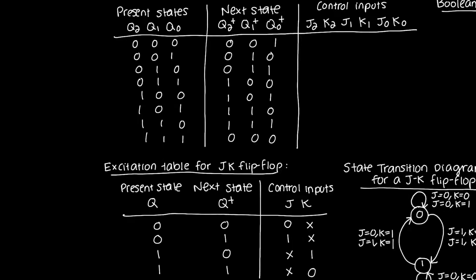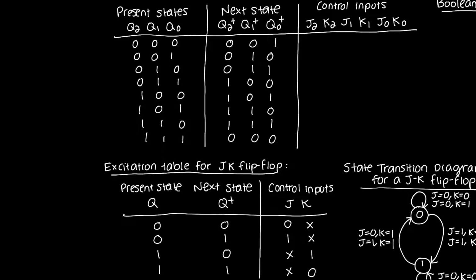Now to my excitation table. I'm going to follow the same methodology that I did for the D flip-flop. So I'm going to start one flip-flop at a time. I'm going to do Q2, present state, next state, and then I'm going to look at what the control inputs have to be to move me from the present state to the next state.